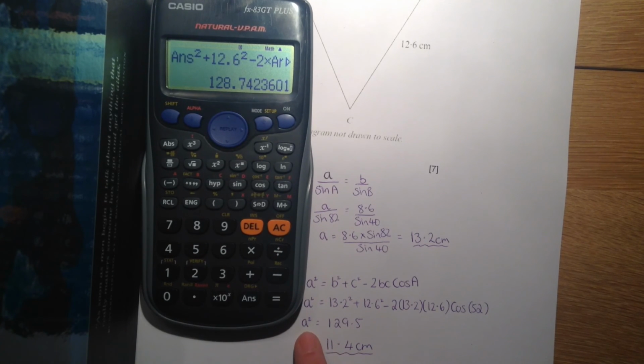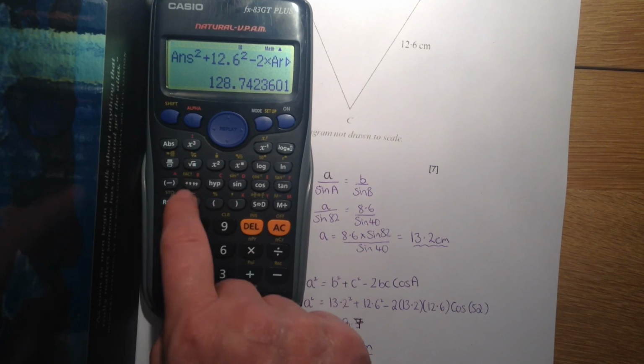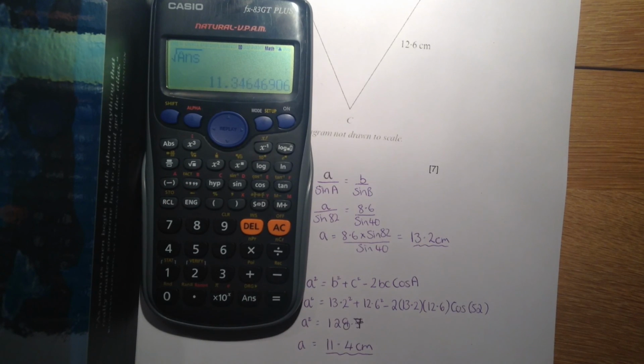Now don't forget that oh, there's a mistake there, sorry everyone. That's a squared, okay? So that's a squared. When I square root it, shift square root, sorry, I've got them completely wrong now, square root the answer, and we get that. So 11.3 that should read, okay.